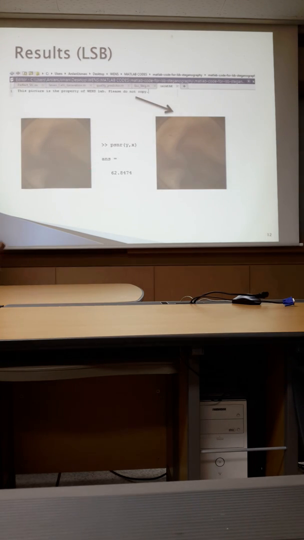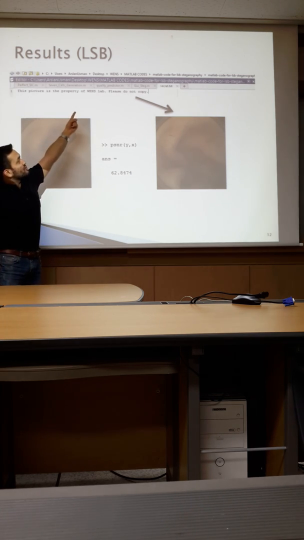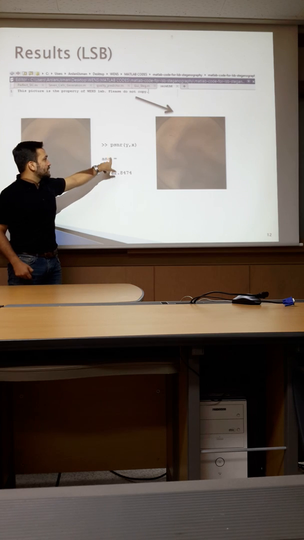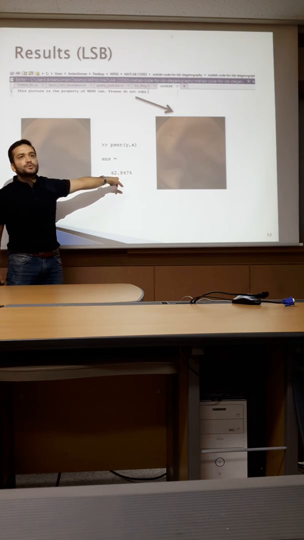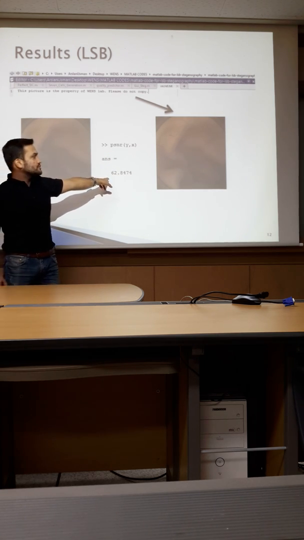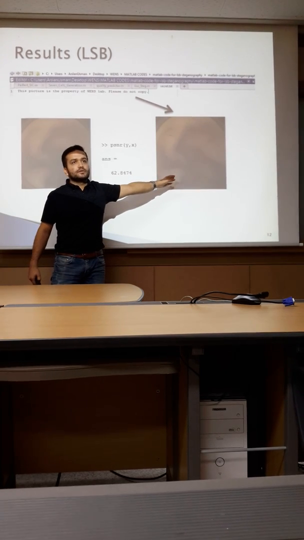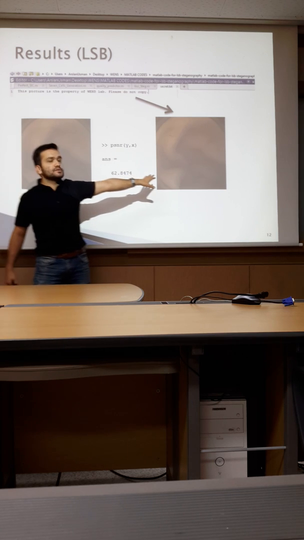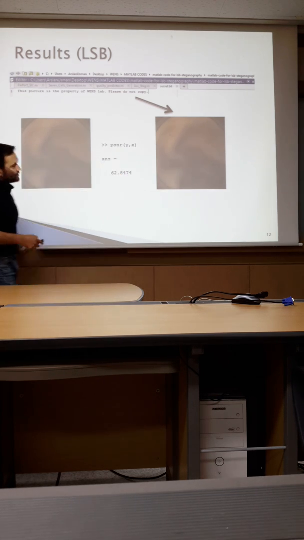So these are the results. For example, this image is a capsule endoscopy. We want to hide this information. This picture is a property of Bain's lab, please do not copy. We hide this information in this picture. The quality of the picture remains the same. This is 62 dB peak signal to noise ratio, and you can see that the hidden information is present in this picture and the quality is exactly the same.